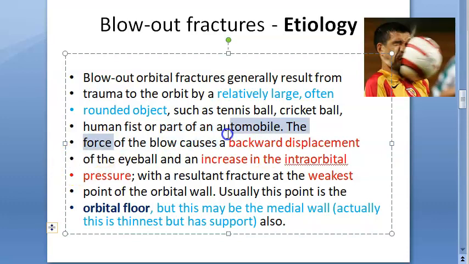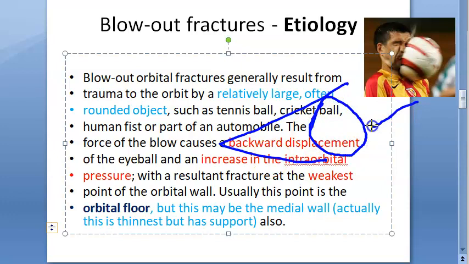The force of the blow causes backward displacement of the eyeball. So what is going to happen to the eyeball? See, this is the orbit. Here you have the eyeball. Somebody is punching from the front. There is a backward displacement of this eyeball, and an increase in the intraorbital pressure because of this displacement, and the resultant fracture at the weakest point of the orbital wall. So this eyeball is coming back. That's why they are saying it is indirect, okay?